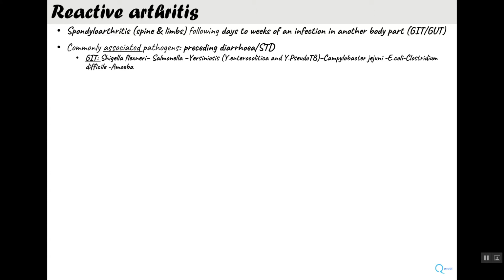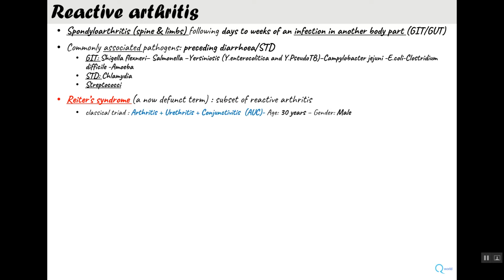Yersinia enterocolitica, Yersinia pseudotuberculosis, Campylobacter jejuni, E. coli, Clostridium difficile, and amoeba. Chlamydia is a sexually transmitted disease which is very commonly associated with it, and streptococci. Reiter syndrome, which is actually a subset of this reactive arthritis, is a classical triad of arthritis, urethritis, and conjunctivitis. It occurs more commonly in male individuals, usually in the third decade.